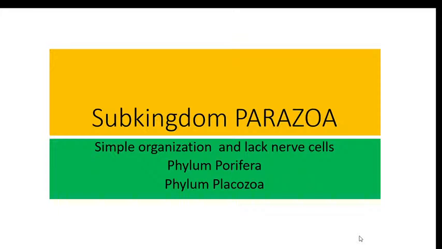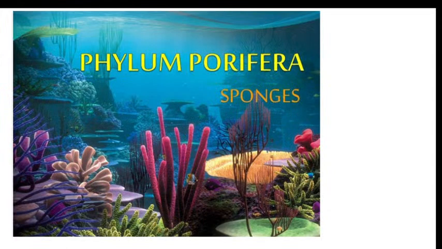So subkingdom Parazoa has two phyla, Phylum Porifera and Phylum Placozoa. Phylum Porifera includes sponges, and Phylum Placozoa contains only very few organisms, one example being Trichoplax. In today's session, we'll study in detail about Phylum Porifera.